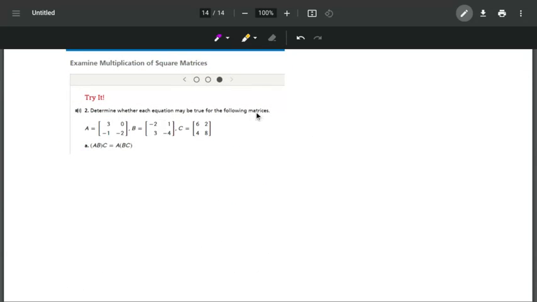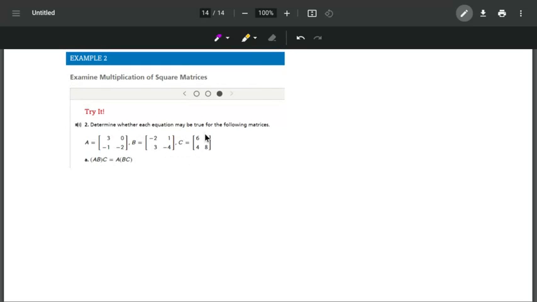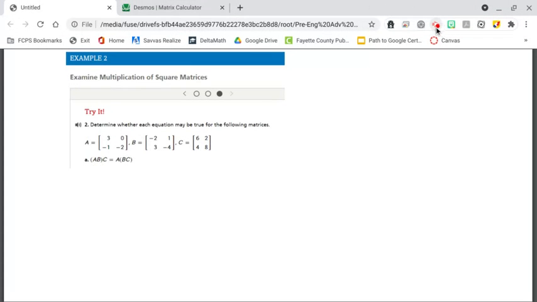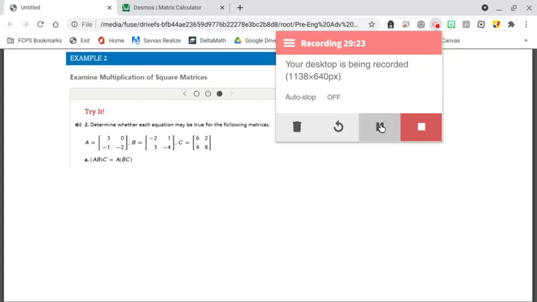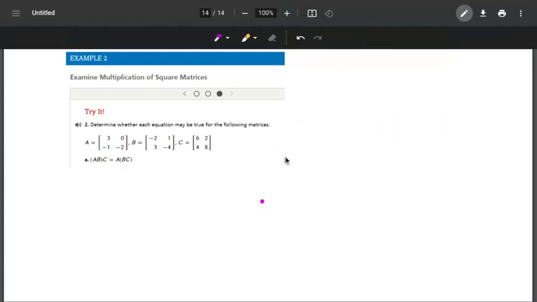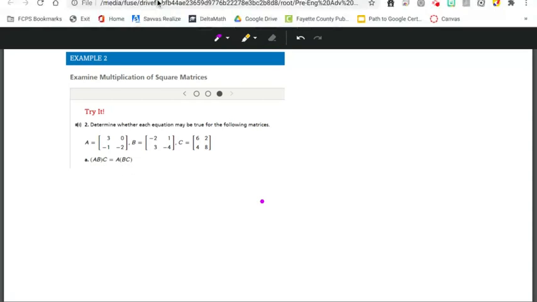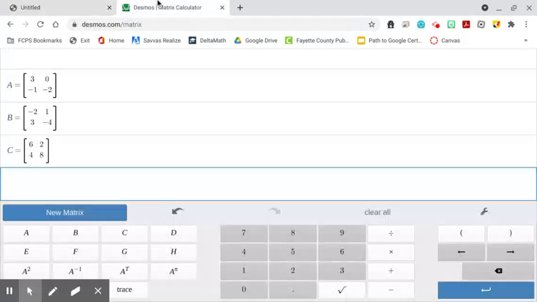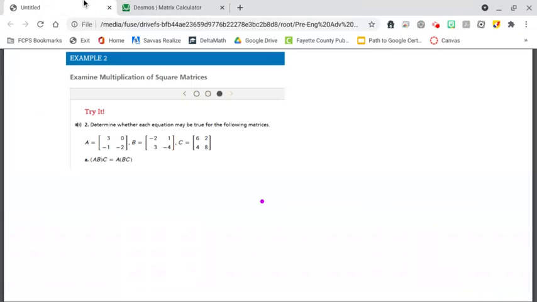Determine whether each equation may be true for the following matrices. So I've got A, B, and C. So I'm going to enter these into my matrix calculator. Let me pause the video and I'll have that done real quick. All right, so I entered my matrices and I need to see if A B first times C is the same as A times the product of B and C. So I've got my matrices here.